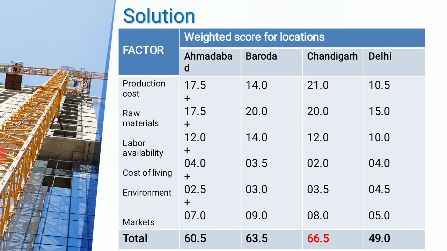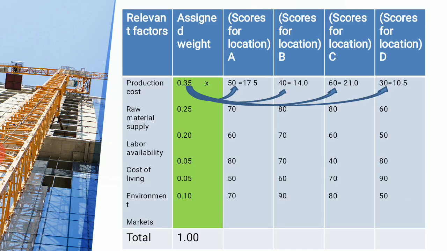And when we try to find the product, suppose we have selected A, B, C, D, so what is the score of Ahmedabad, what is the score of Baroda, what is the score of Chandigarh and what is the score of Delhi. What we have done is created the product, right? That product can be created like this, say 0.35 into 50 gives you 17.5. Again 0.35 multiplied by 40 gives you 14.0. 0.35 into 60 gives you 21.0, and 0.35 into 30 gives you 10.5.